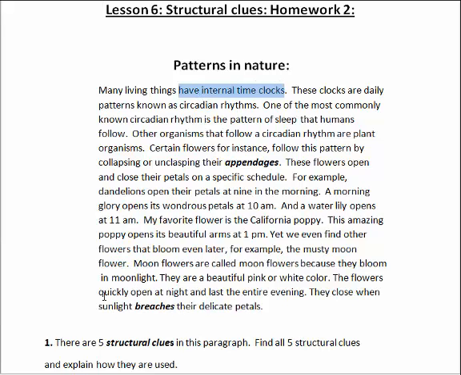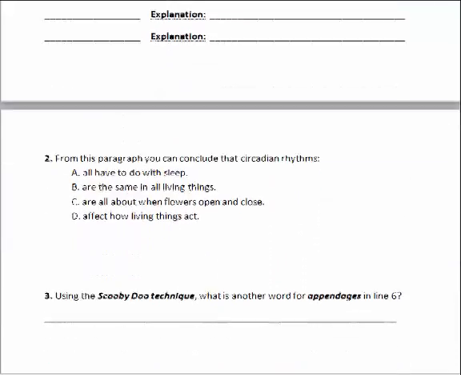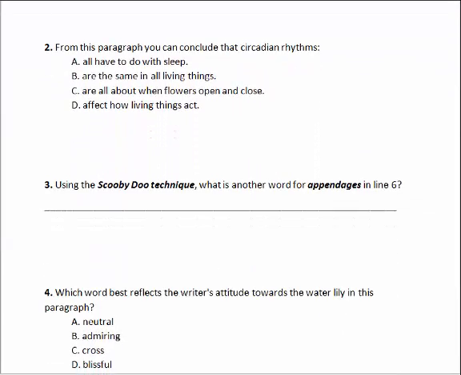See what we did? Here, we went all the way back up to the topic sentence. And the internal time clock is called a circadian rhythm. So what can we conclude about nature, flowers, and the circadian rhythm? Let's take a look at A, process of elimination. We'll start crossing stuff out. All have to do with sleep. Well, we saw that it has to do with appendages opening and closing, so that's not true. B says all the same in all living things.